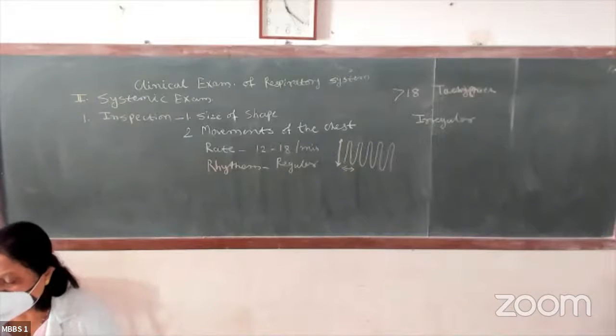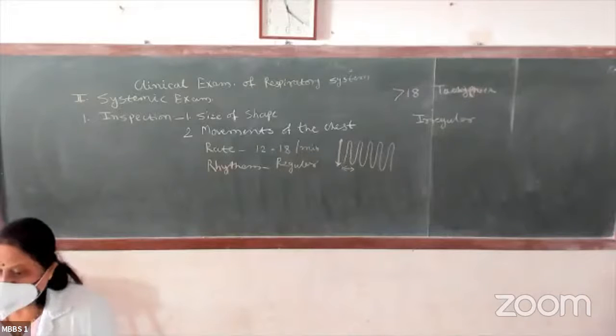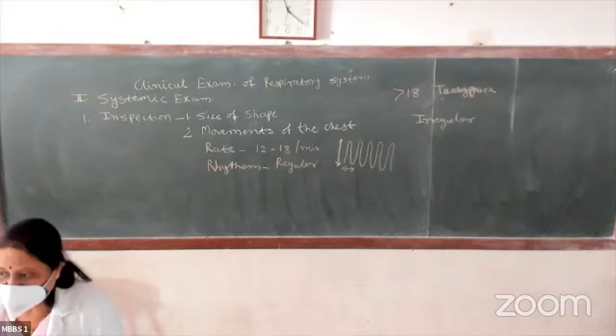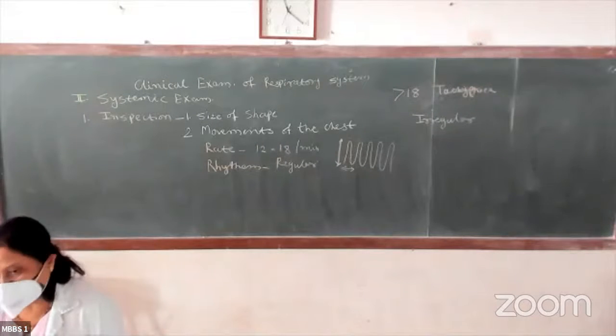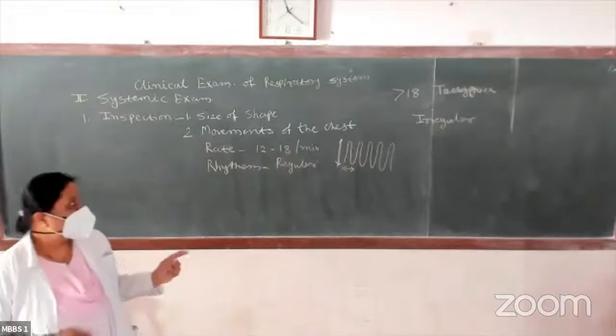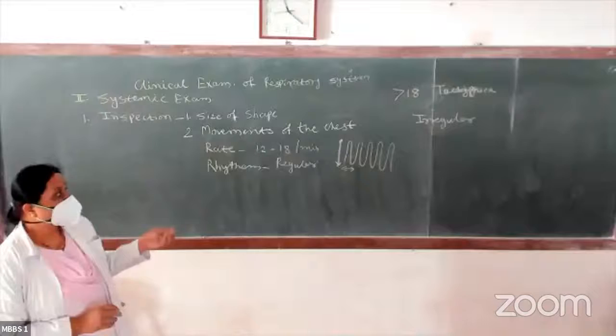If you do exercise for 10 minutes, jumping or running for 10 minutes, your respiratory rate will increase. In fever, the respiratory rate increases. So, an increased rate is called tachypnea.